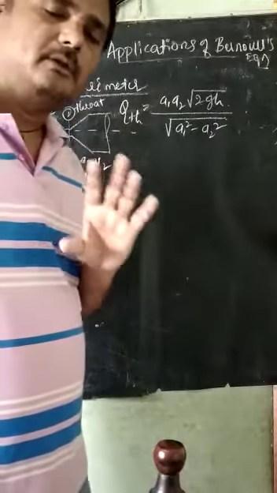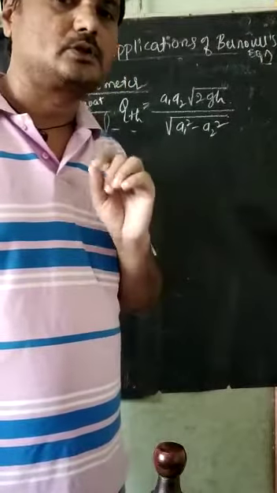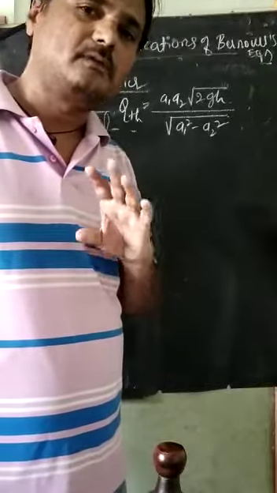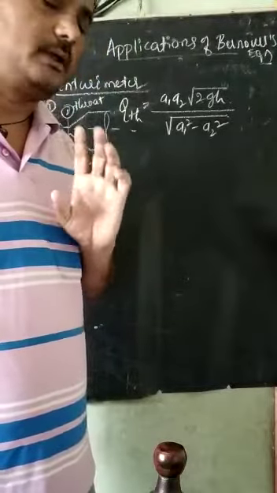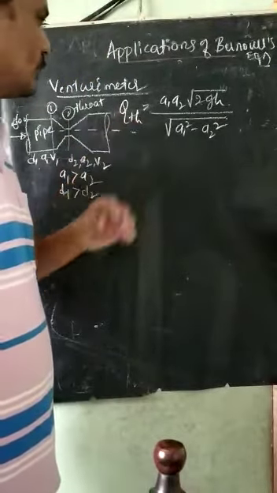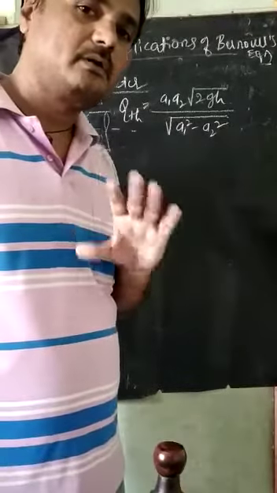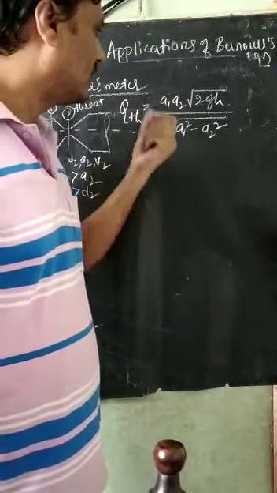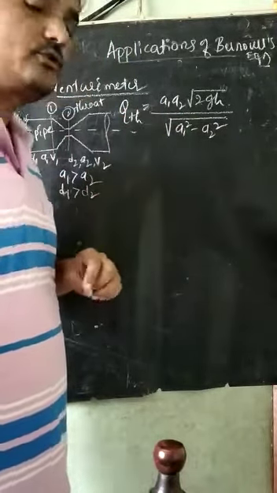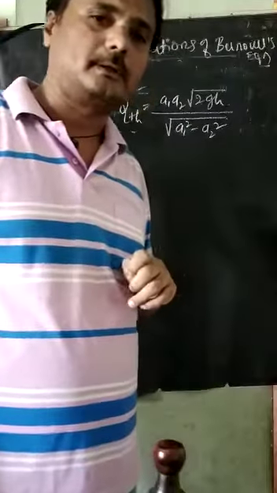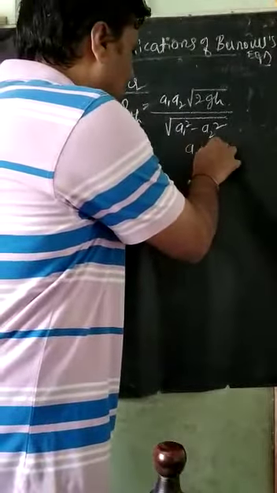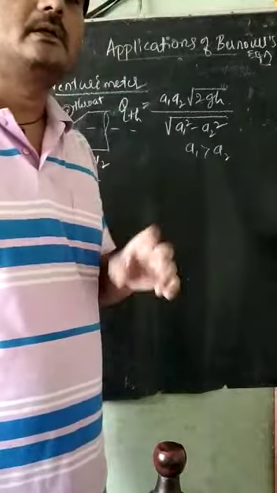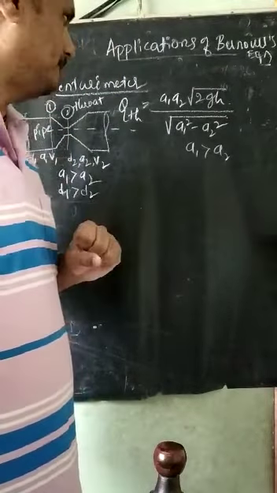The pipe diameter is always greater than the throat diameter. Therefore the cross-sectional area of the pipe is always greater than the cross-sectional area of the throat. Next, I have derived the theoretical discharge equation using Bernoulli's equation: theoretical discharge is equal to a1 into a2 under square root of 2gh, divided by under square root of a1 square minus a2 square. Here a1 is greater than a2, that is, the cross-sectional area of the pipe is greater than the cross-sectional area of the throat.